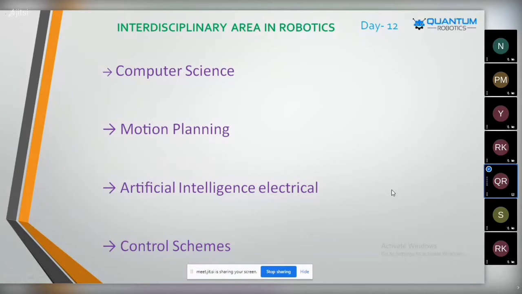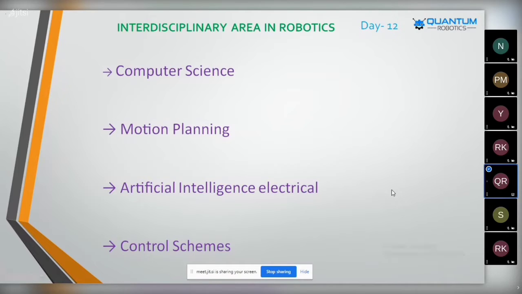Artificial intelligence means an intelligent robot, where the way a human can think, the robot can also think, and it can do the task by itself, think by itself, and perform the particular task in a proper way. That is called artificial intelligence. And this artificial intelligence learns step by step in a particular way.